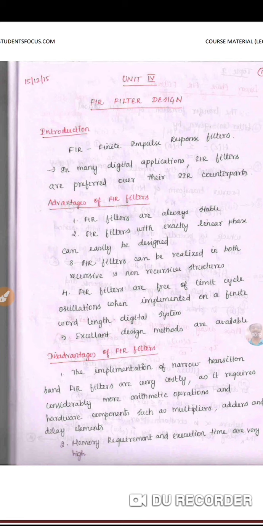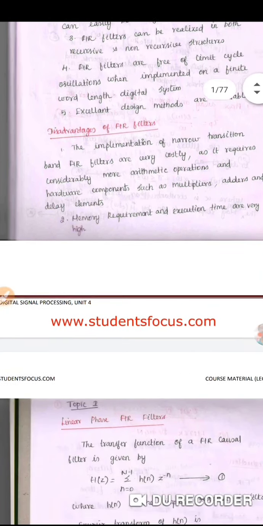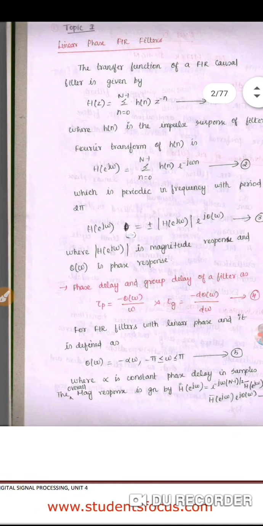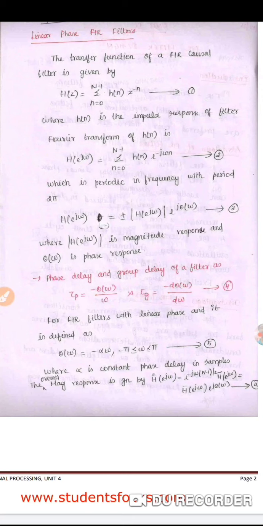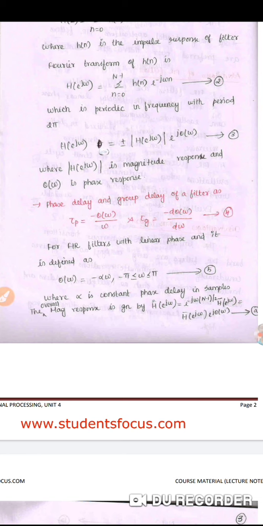Good morning, dear students. In the last lecture, we have seen the FIR filter design, advantages of FIR filters, disadvantages, and linear phase filters, in which we have seen the transfer function and the Fourier transform of the impulse response h of n, and the representation of frequency response. H of e power j omega is equal to plus or minus mod H of e power j omega into e power j theta of omega, where mod H of e power j omega is the magnitude response and theta of omega is the phase response.